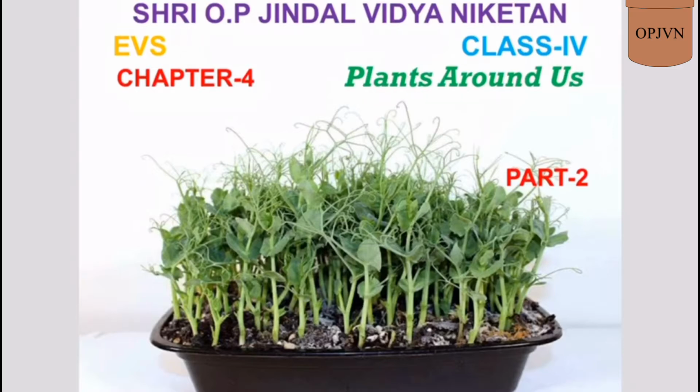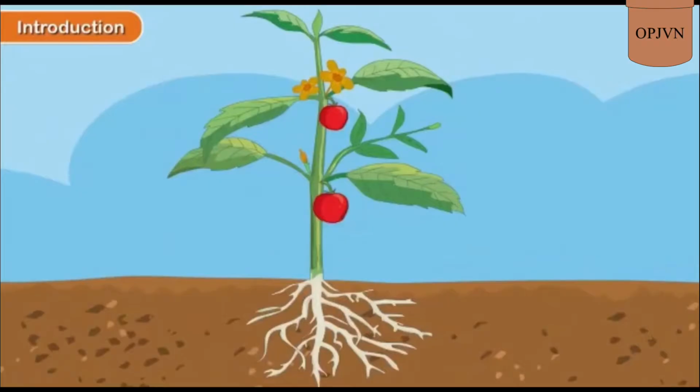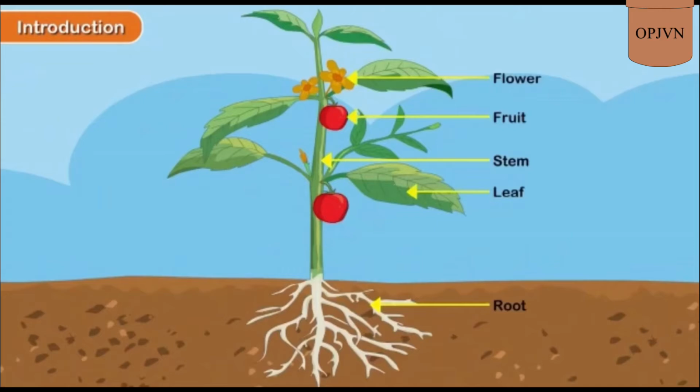In part 1, we have been discussing about root system in plants. In this session, let us continue our discussion on parts of a plant. Students, let us observe this picture of the plant. It shows the root, stem, leaf, flower and fruit are the different parts of a plant.